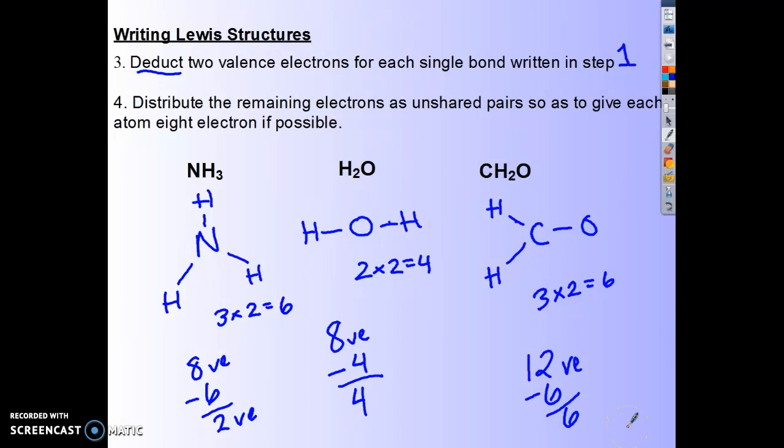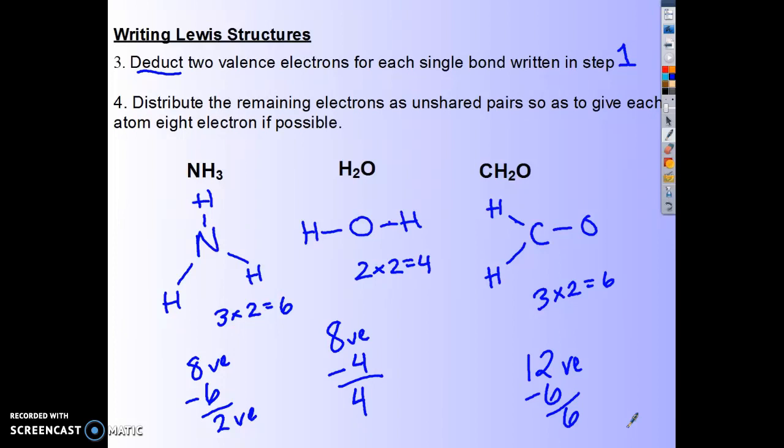Okay. All right. Now, the next step tells us to distribute the remaining electrons as unshared pairs so as to give each atom 8 electrons if possible. Now, an exception to that is hydrogen. Hydrogen only can fill up the first energy level, which only holds 2 electrons, so it cannot go up to 8 electrons. So when hydrogen has 1 bond to it, that one bond has 2 electrons in it, and hydrogen is happy with just those 2 electrons and can't take any more, really.